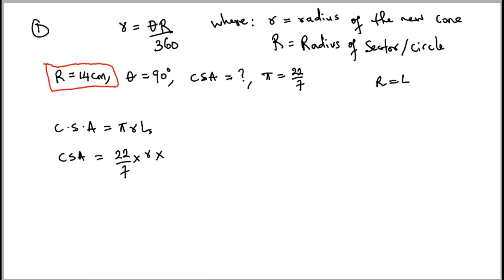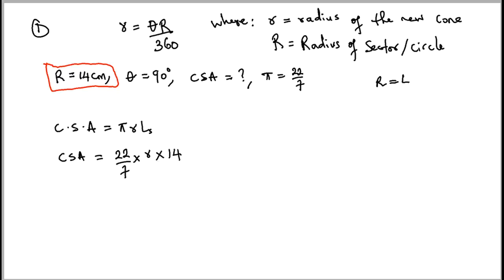Okay, as you can see now, it's a problem. We are stuck here. We can't proceed to find the curved surface area, because we need to get small r first. While we know the slant height as 14, we don't know our CSA, and also we don't know our r. So we're having two unknowns here. So how do we get the small r?